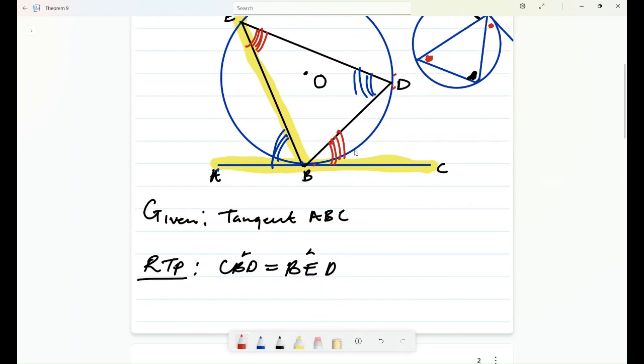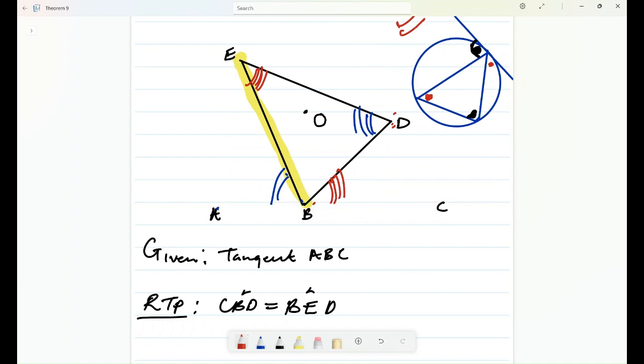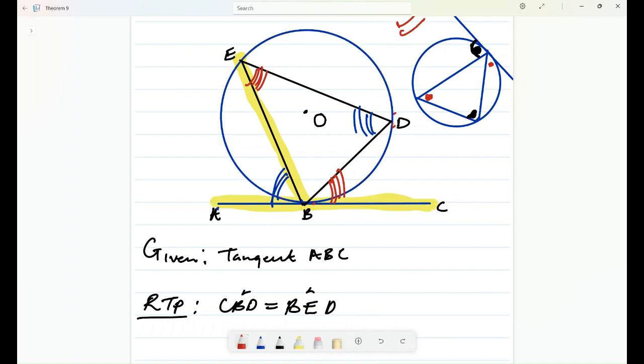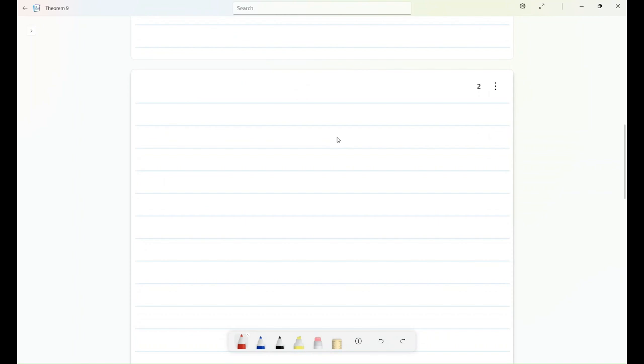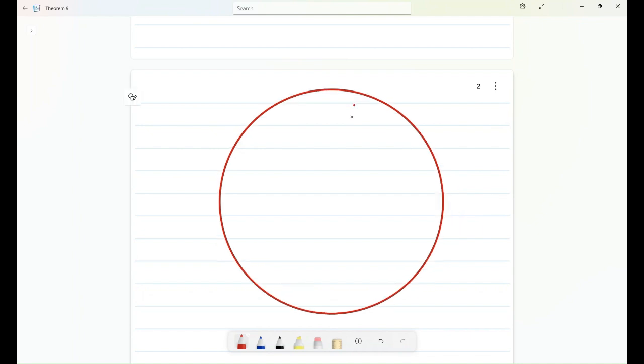Now, this one you are required to prove. Let me try to do this. I'll just redraw another one so that we can prove the theorem.